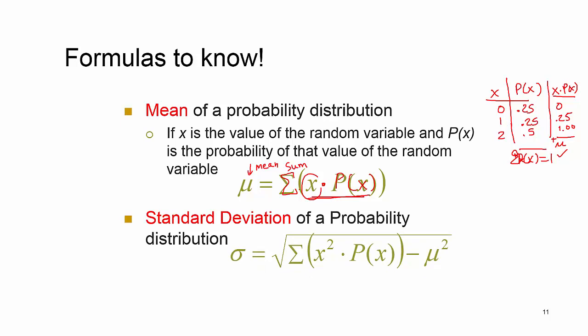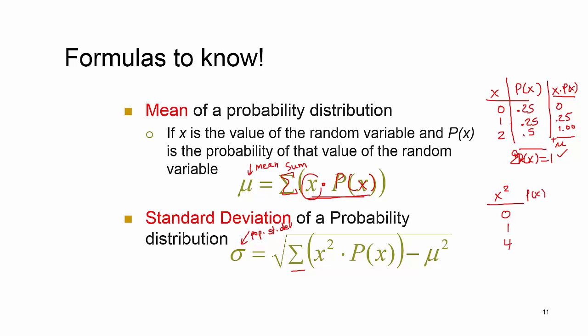So the symbol for the standard deviation is sigma. This is the population standard deviation. So sigma, or the standard deviation, is equal to the square root of the sum. Now here notice it's a little different. We want to multiply the squared x's times the probabilities. So we have to square the x's. So 0 squared is 0, 1 squared is 1, 2 squared is 4.